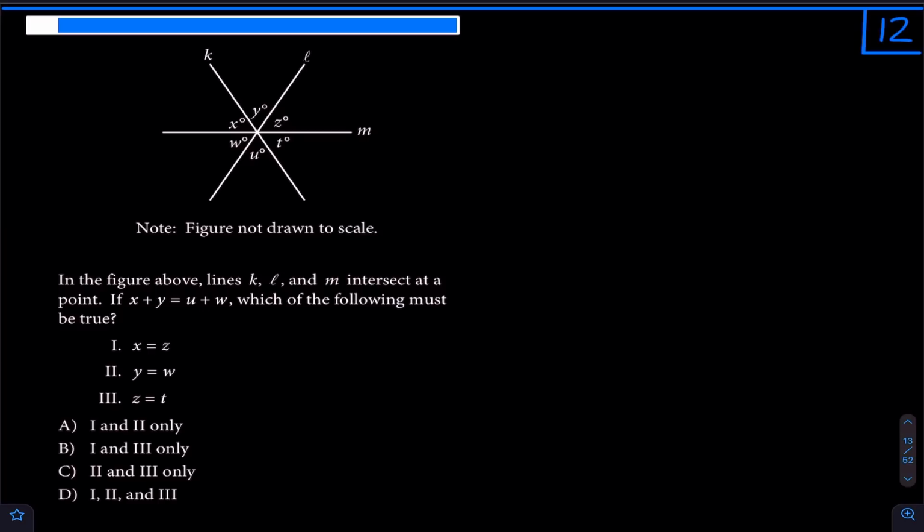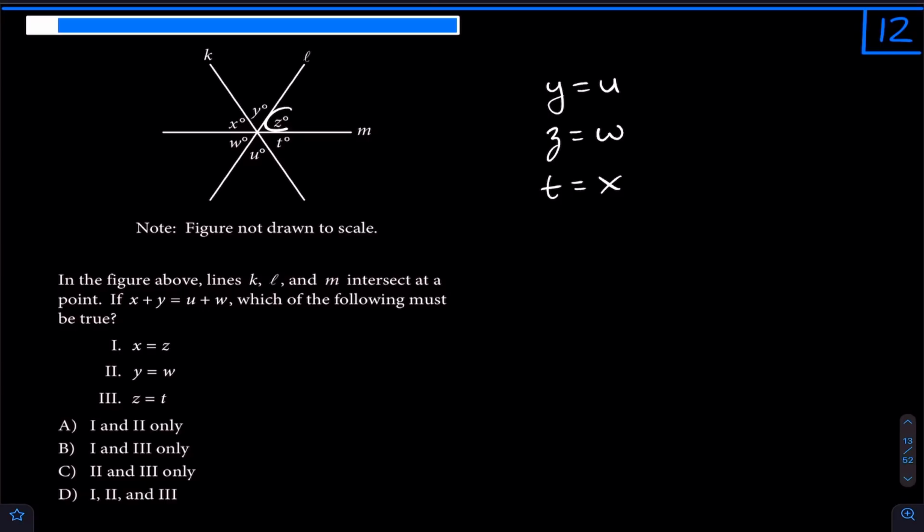First off, you might see that we have a bunch of vertical angles going on here. So we know that y is equal to u. We know that z would equal w. We know that t would equal x. And that's just to start. Those are the vertical angles.